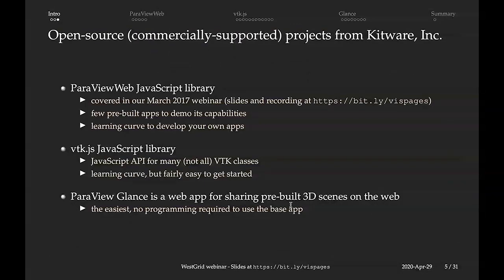So today I'm going to talk about the following open source projects. These are commercially supported open source projects from Kitware: ParaViewWeb, VTK.js, and then ParaView Glance.